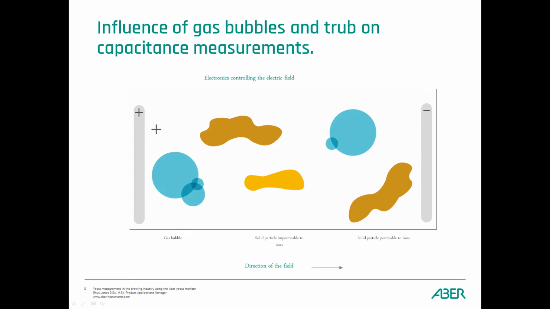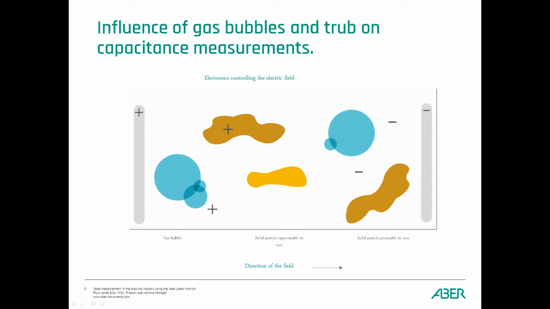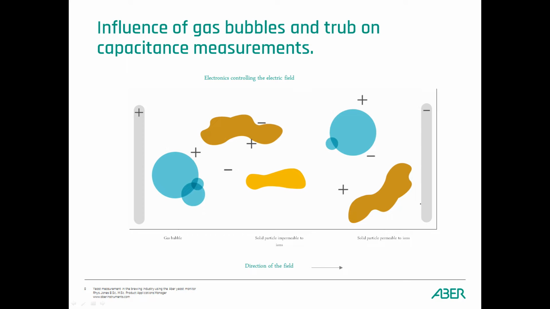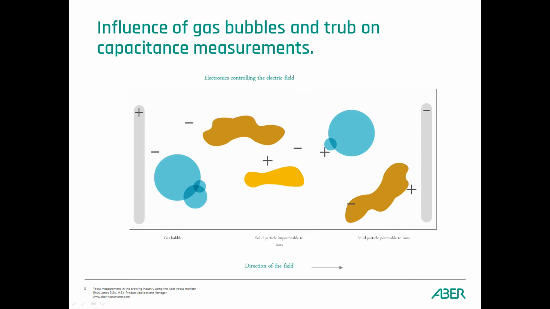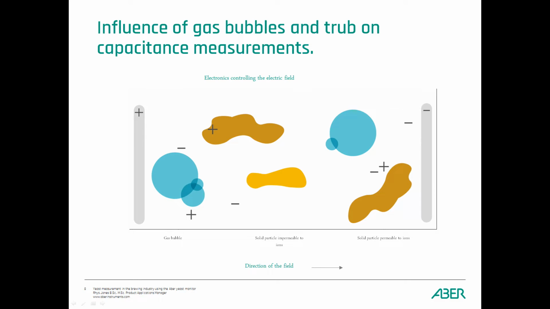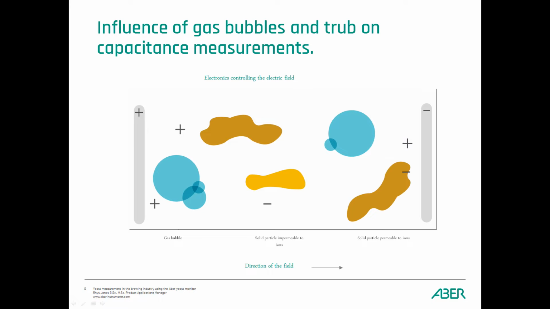Likewise, other substances found in the suspension, such as trub, gas bubbles, and other solid media particles, do not have the ability to hold charge, and again do not contribute to the capacitance signal, making Aber technology unique in that it is not only detecting the live cell concentration, but ignoring the dead cell concentration.